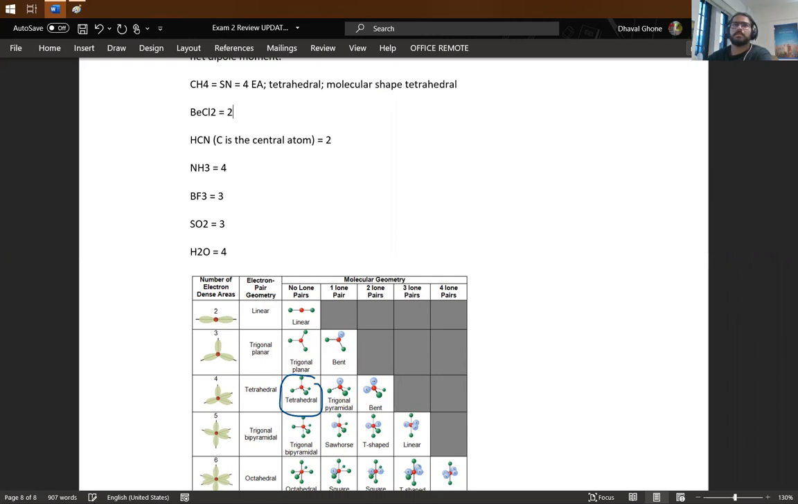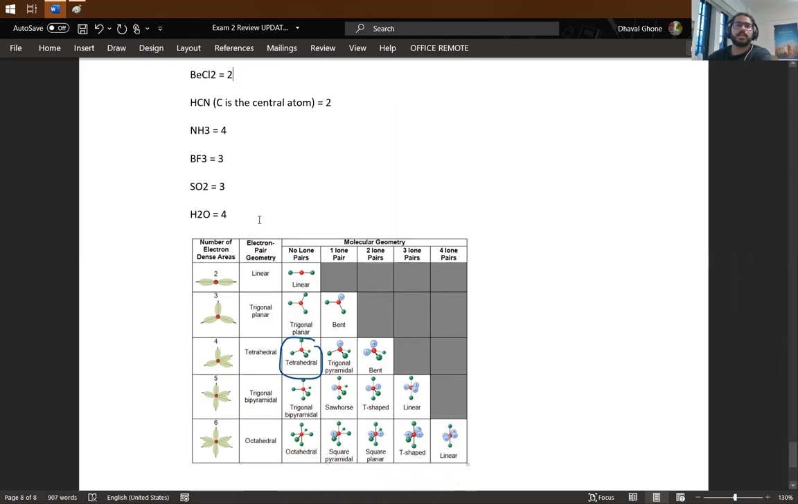Okay, BeCl2 has SN 2, so it falls under this one. There's no other possibility, so the only thing it can be is linear. So BeCl2 has an electron arrangement of linear and a molecular shape also linear.